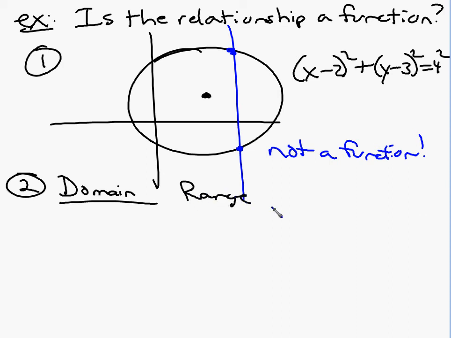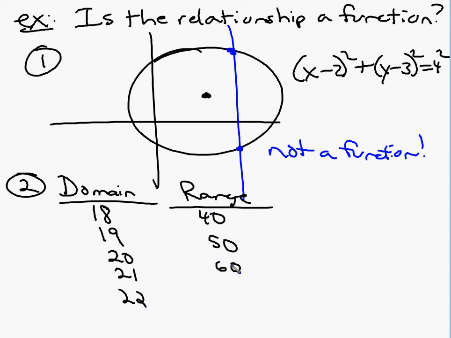and here's your range. Okay, remember domain, are those x's or y's? Domains are x's, range is y's. And they're going to give you this list of numbers like 18, 19, 20, 21, 22, like this. And then they're going to give you a list of numbers for the range, 40, 50, 60, 70, 80. And then they're going to draw some arrows, matching them up.